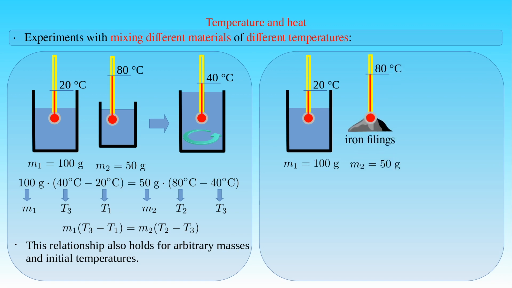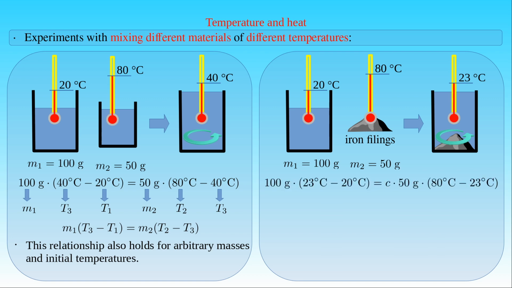If we pour the hot iron filings into the container and mix it with the cold water, we can measure the temperature of the mixture. We will see that the temperature in the container is 23 degrees Celsius after mixing. Although we cannot establish the same relationship between the masses and the changes in the temperatures of the water and the iron filings, we still have the following equation. 100 grams times (23 degrees Celsius minus 20 degrees Celsius) is proportional to 50 grams times (80 degrees Celsius minus 23 degrees Celsius), where the proportionality constant C depends on the physical properties of the water and the iron filings. In this case the value of C is 0.1.